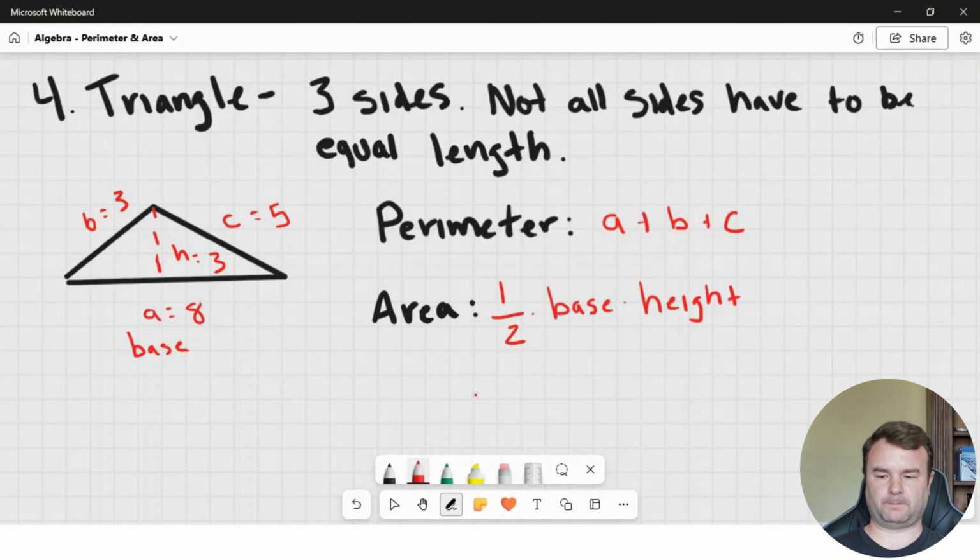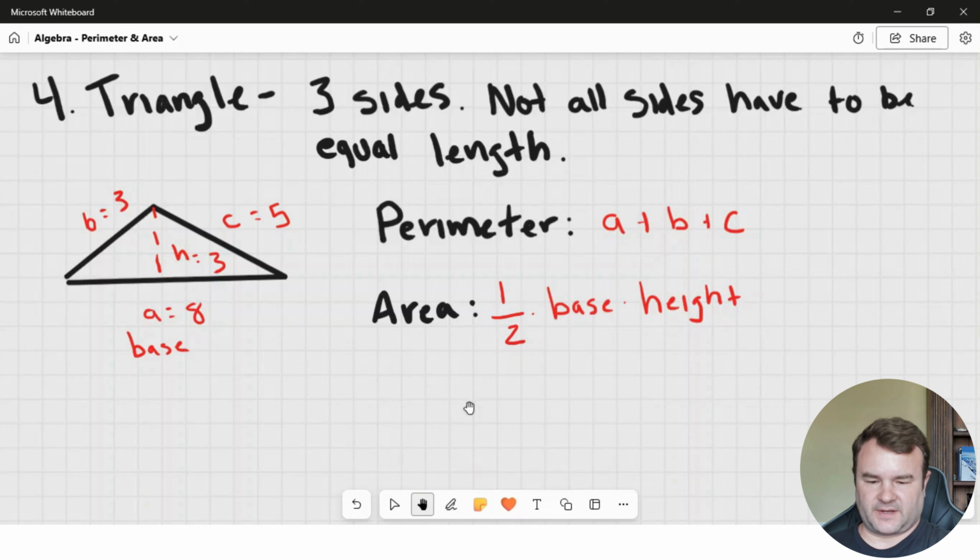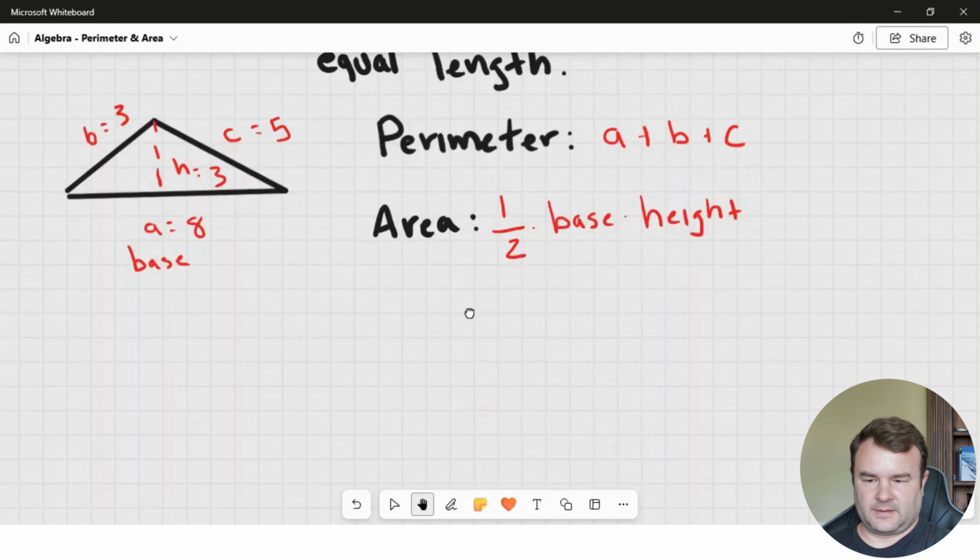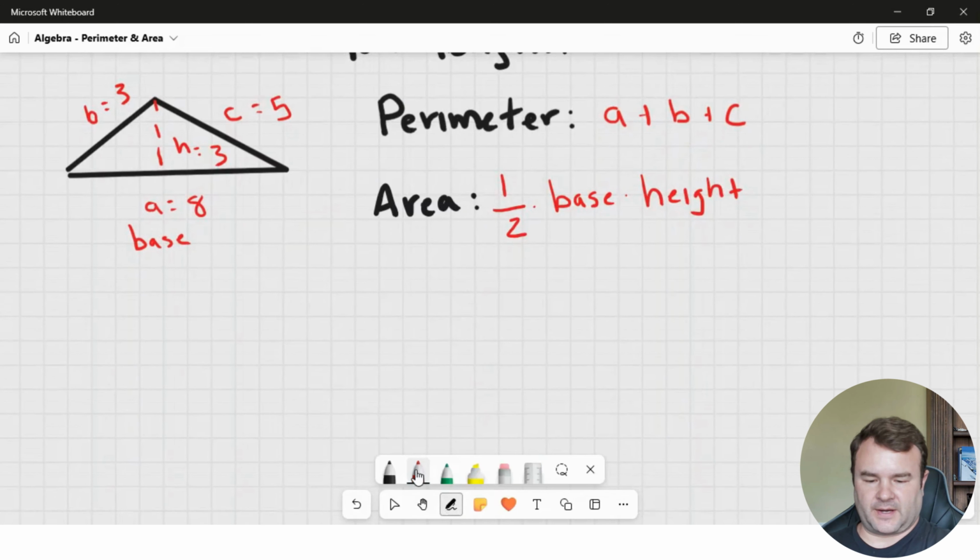Okay. So let's go ahead and use our example here that we just defined, and we'll find what the perimeter and the area are.